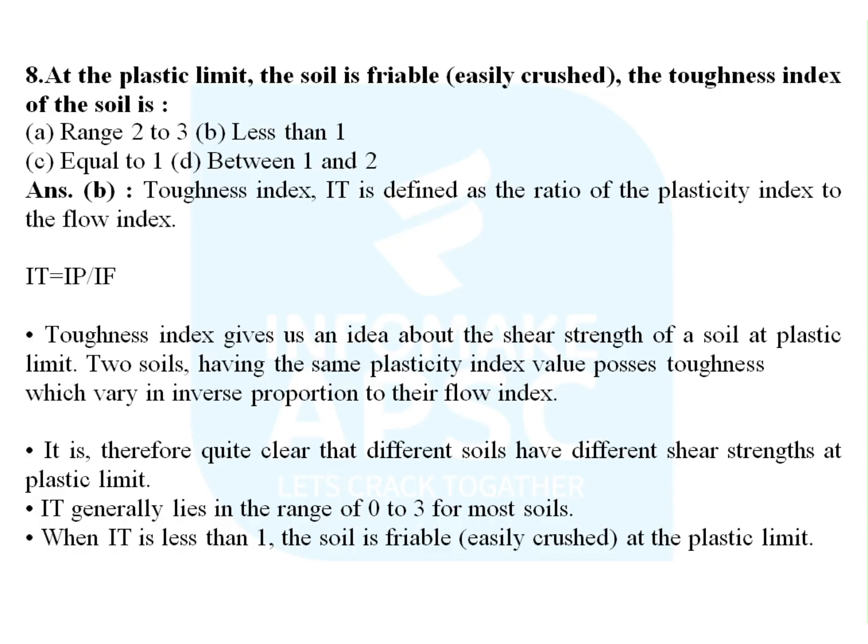Toughness index, IT, is defined as the ratio of the plasticity index to the flow index. Toughness index gives us an idea about the shear strength of a soil at plastic limit. Two soils having the same plasticity index value possess toughness which varies in inverse proportion to their flow index. It is therefore quite clear that different soils have different shear strengths at plastic limit. IT generally lies in the range of 0 to 3 for most soils. When IT is less than 1, the soil is friable, easily crushed, at the plastic limit.